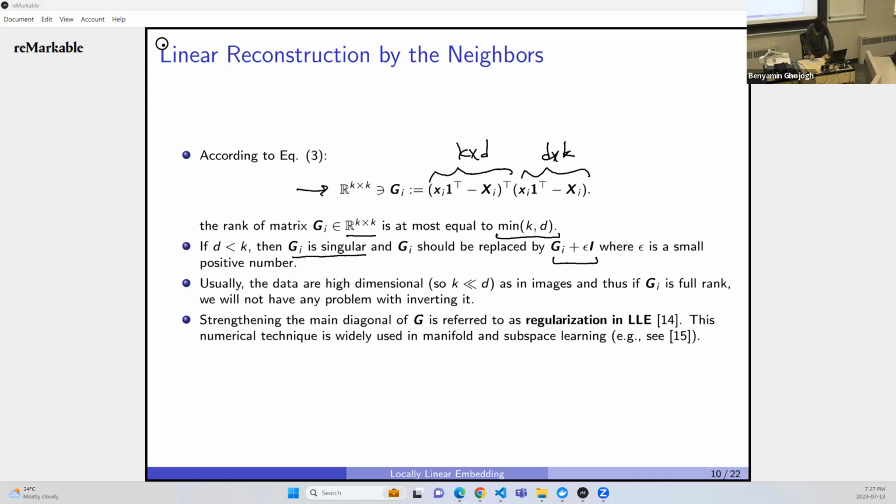Usually data are high dimensional, such as images. So this doesn't happen usually. Usually D is large, so K is much less than D. Okay. Strengthening the main diagonal of G is referred to as regularization in LLE. You can see it as a regularization, right?